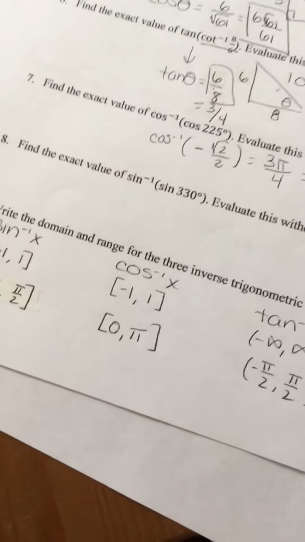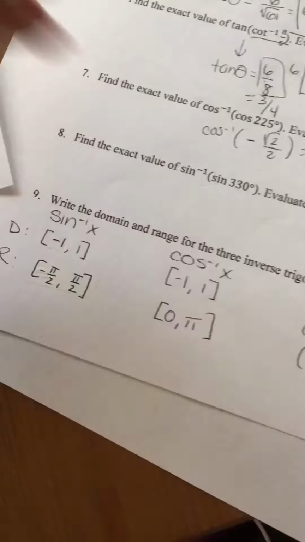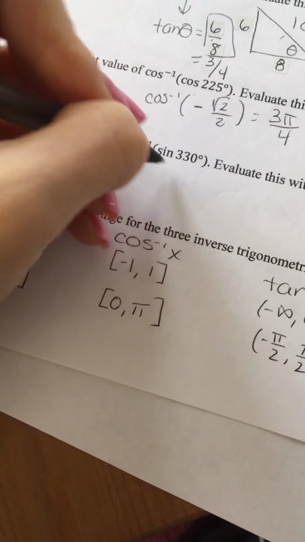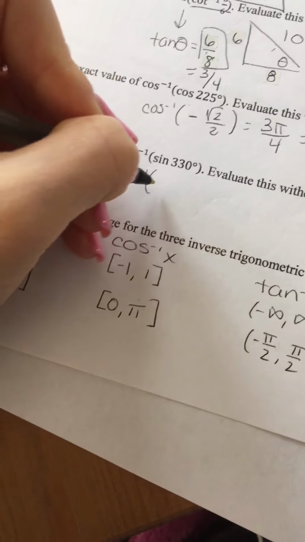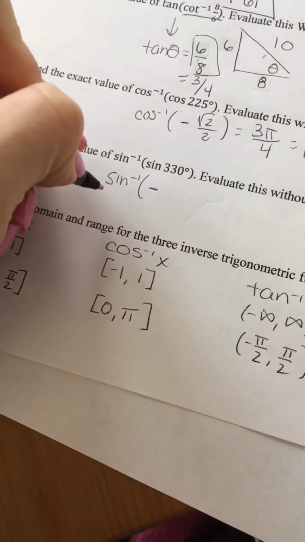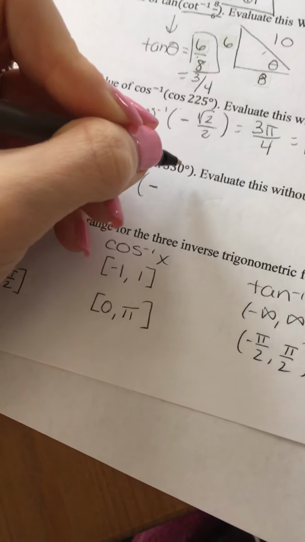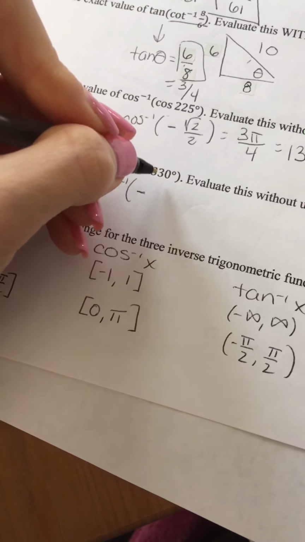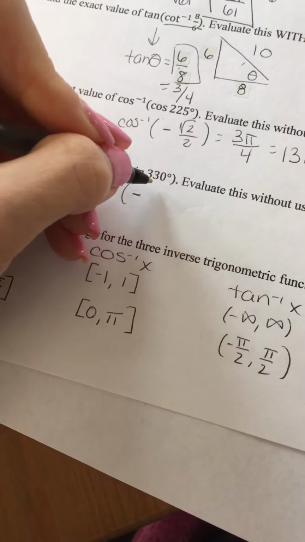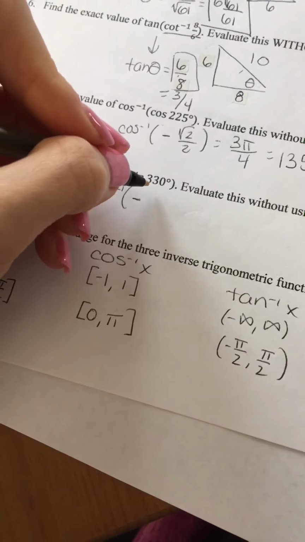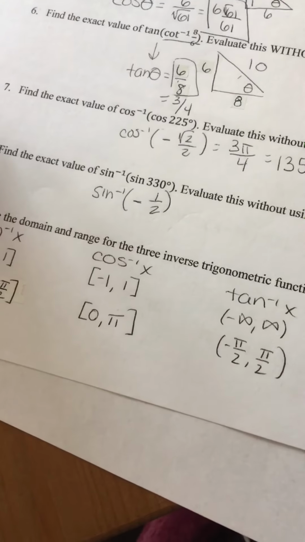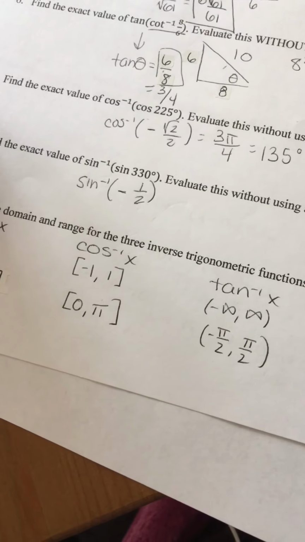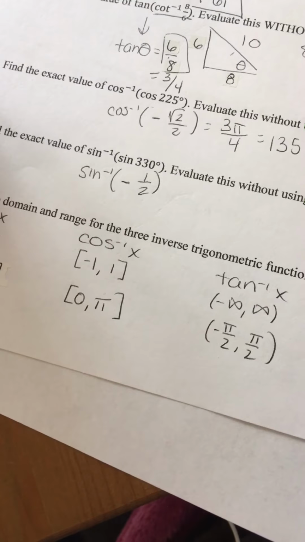All right, same idea here with 8. We're going to work from the inside. Sine of 330. We're just going to write the outside bit. So sine of 330 is in the fourth quadrant. Sine is negative in the fourth quadrant. And my reference angle between 330 and 360 is 30 degrees. So I want the sine of 30 degrees, which is just 1/2.